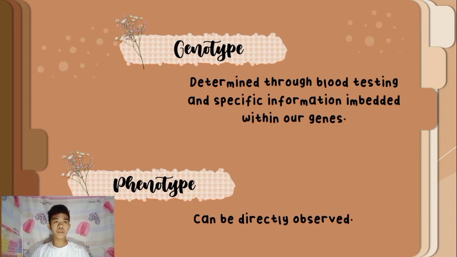Next is the phenotype. It can be directly observed. The phenotype is like the genes that appear in our appearance, in our features, or in our characteristics. For example, your hair color, your skin color, and some of your characteristics and traits. That is what we call the phenotype, which can be directly observed.